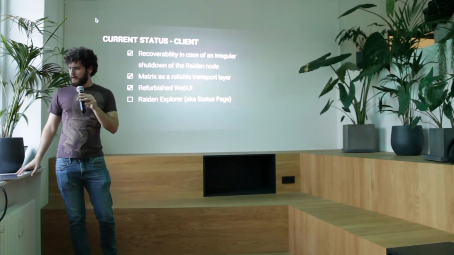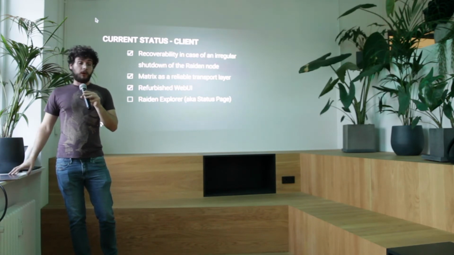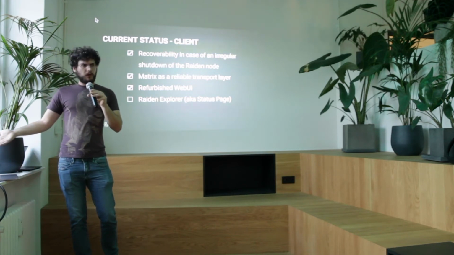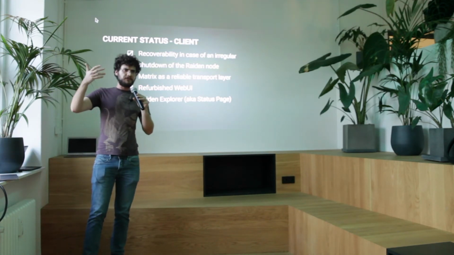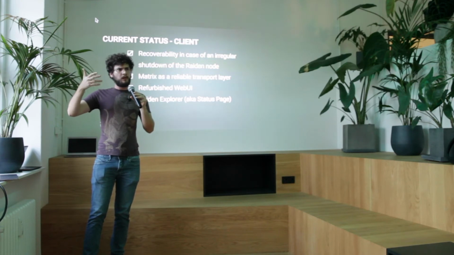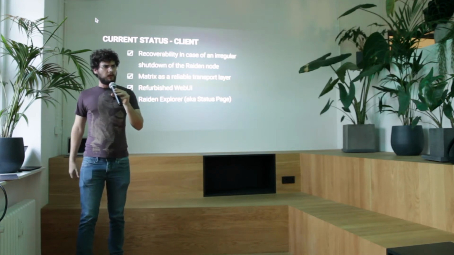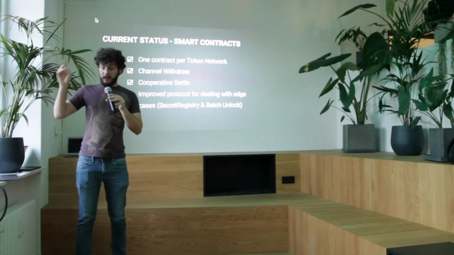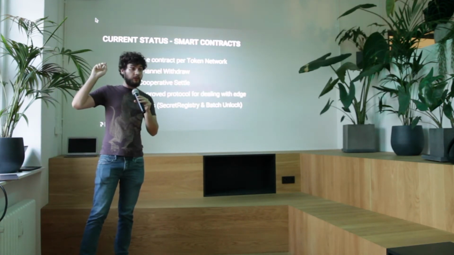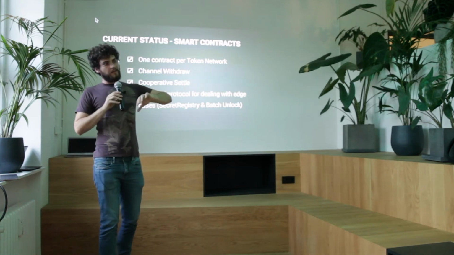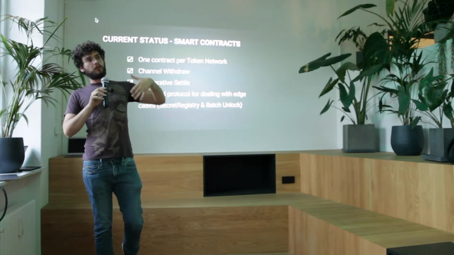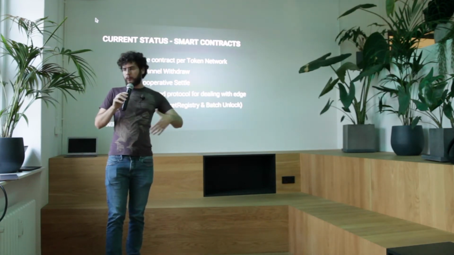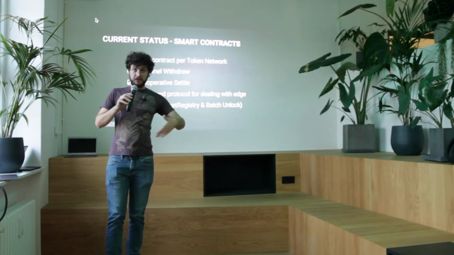And we also have a new web UI, which is way better than the previous one. This one actually looks nice. And we are working on a Raiden Explorer, which is just a visualization for the Raiden network. We don't have it available yet, but we're going to make it available in the future. So this was the status of the Raiden client, what we have that's necessary for the Raiden node to work off-chain without the need for interaction with the blockchain.